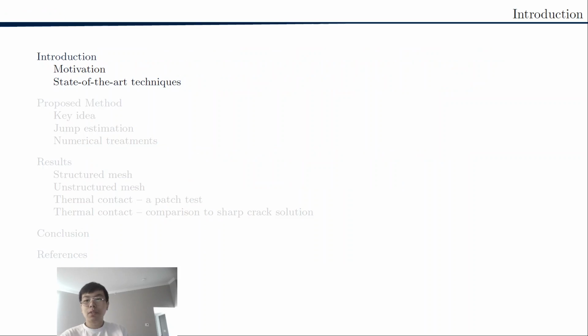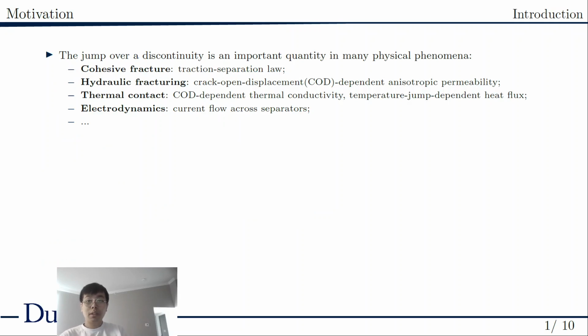I'm first going to briefly talk about why we need this jump estimation. The jump over a discontinuity is an important quantity in many physical phenomena. For example, in cohesive fracture, we need to know the separation in order to consider the traction separation law. In hydraulic fracturing, we will need to know the crack opening displacement to compute fluid permeability.